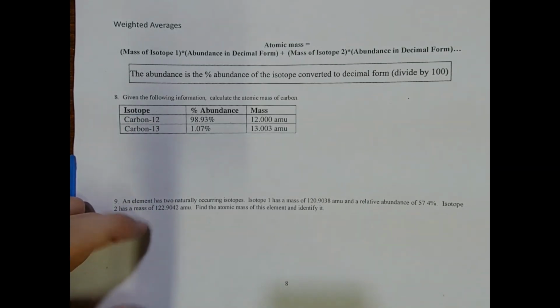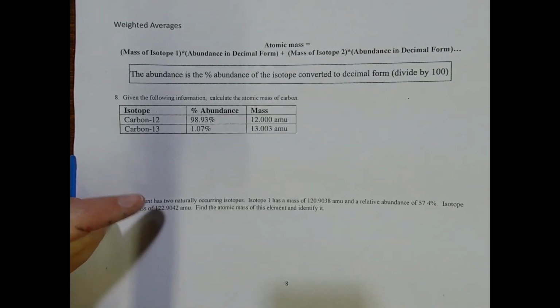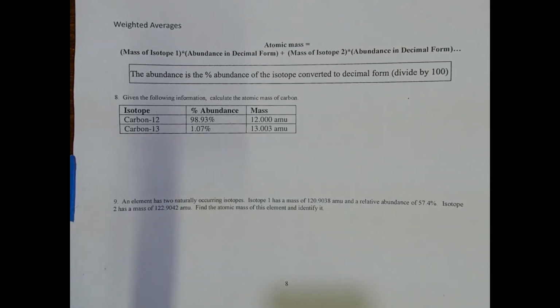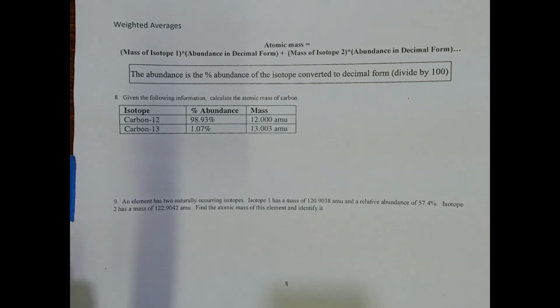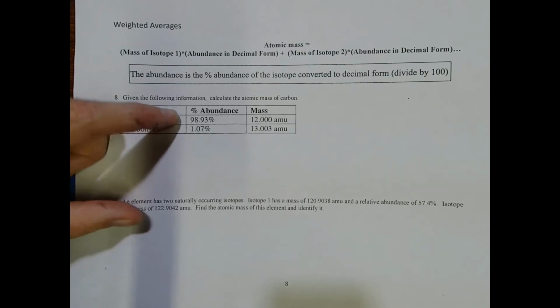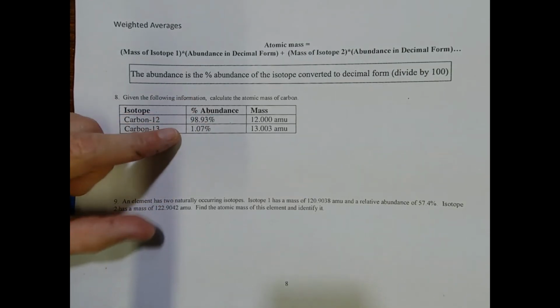So once you have the information about the different percentages, how common it is, you can use that along with the masses to calculate what's known as a weighted average. And that's how they get the numbers on the periodic table, and that's what we're going to learn how to do.